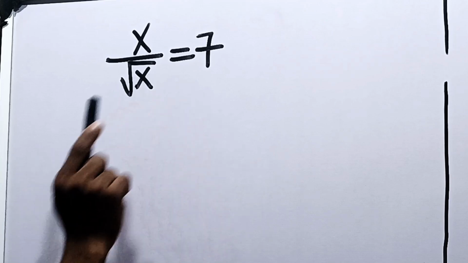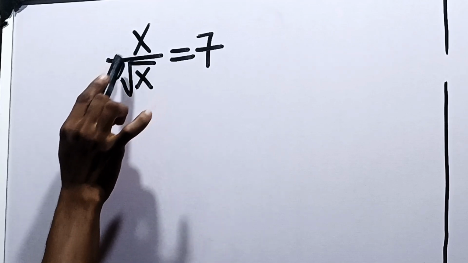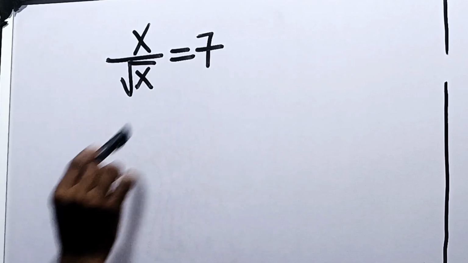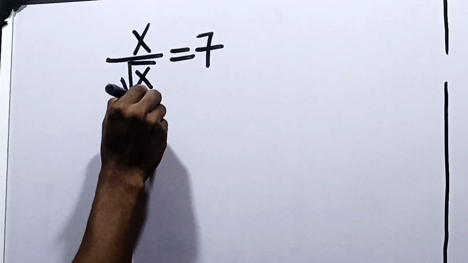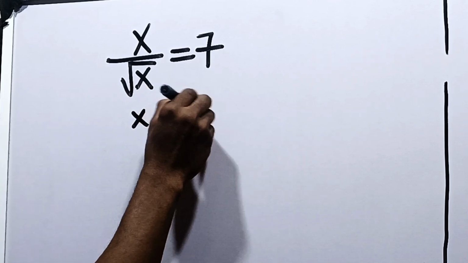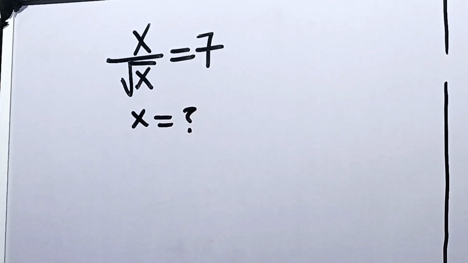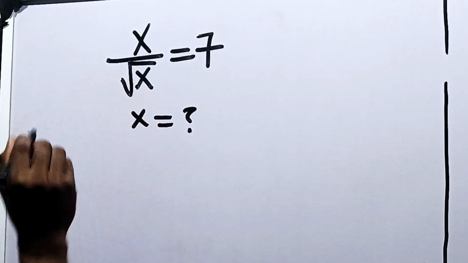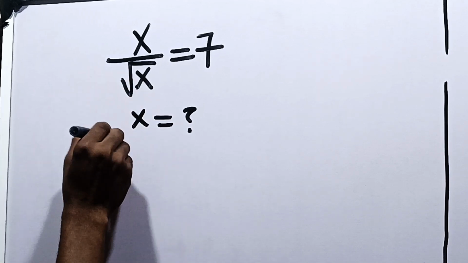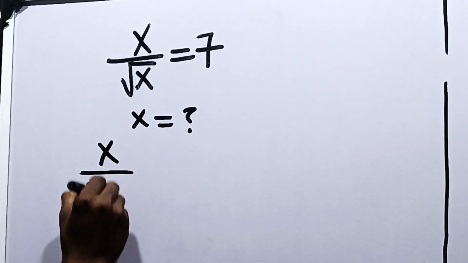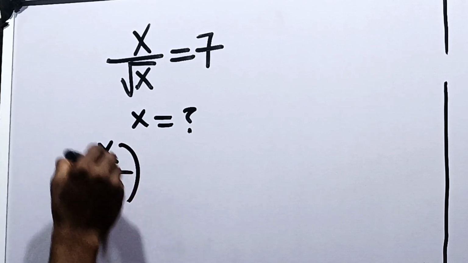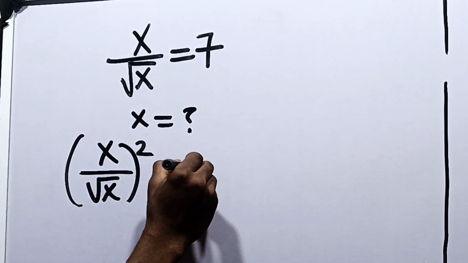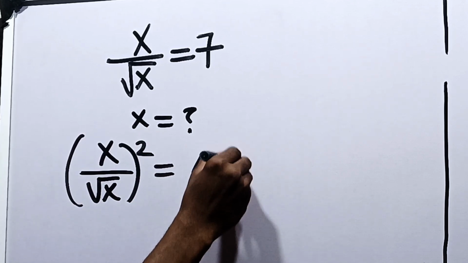Let's solve this together. It says x divided by root of x is equal to 7. You're trying to solve for the value or values of x in this question, okay? Now, first things first, we can say, let us square both sides, okay? So we can say x squared divided by root of x squared is equal to 7 squared, which is 49, okay?